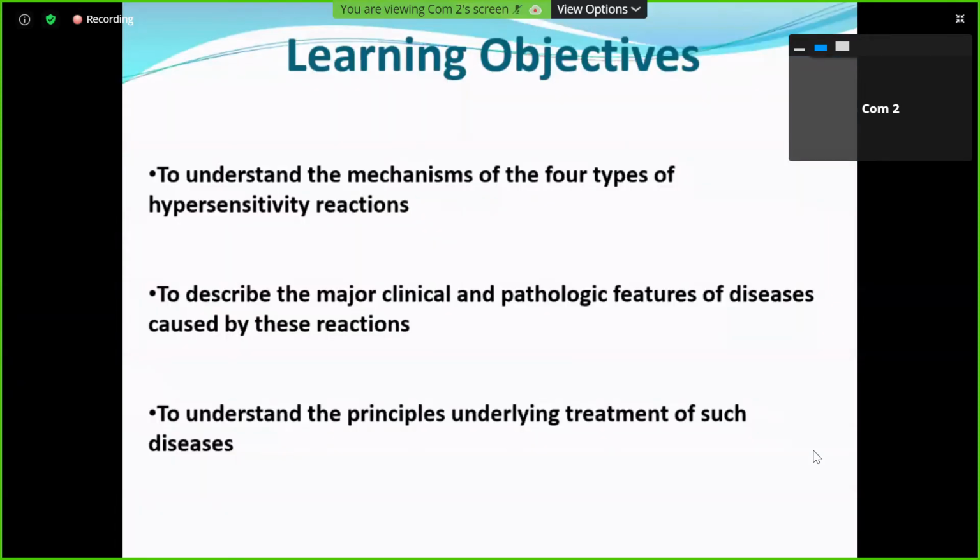So the objectives of this lecture is to talk about the 4 types of hypersensitivity reactions, to talk about the pathological features and the clinical symptoms as a result of these processes, and then the mechanisms that we currently have for treating these situations.